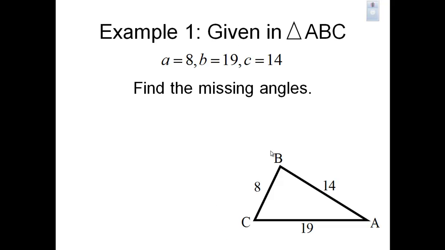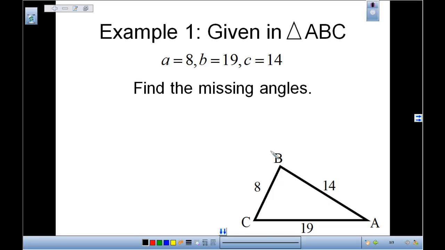So let's look at an example and actually work through this. We're given the three sides of the triangle. Again, the first thing we should always check is, let's make sure the triangle inequality theorem works. Our two smallest sides are 8 and 14. If I add 8 and 14, is it true that it's greater than 19? And the answer is yes. So this is great. This means there is a triangle.